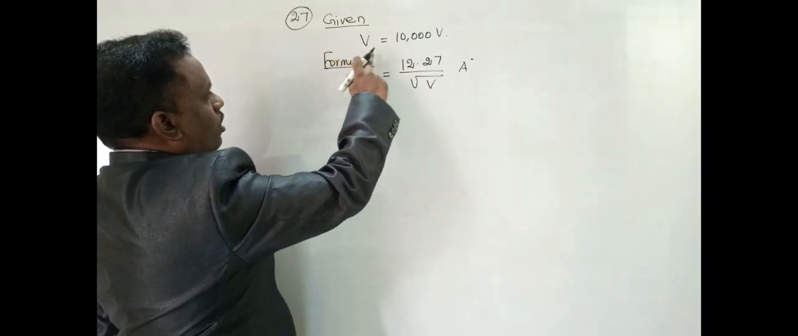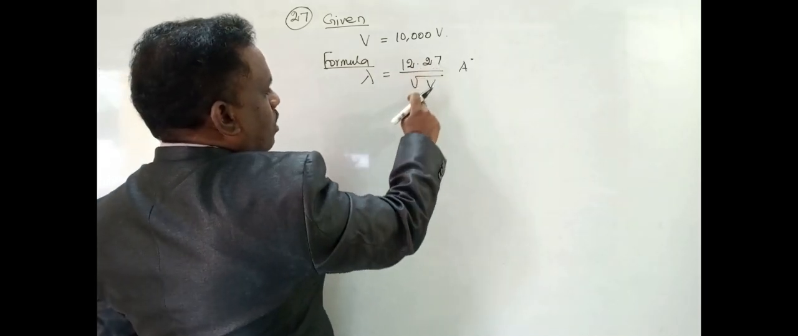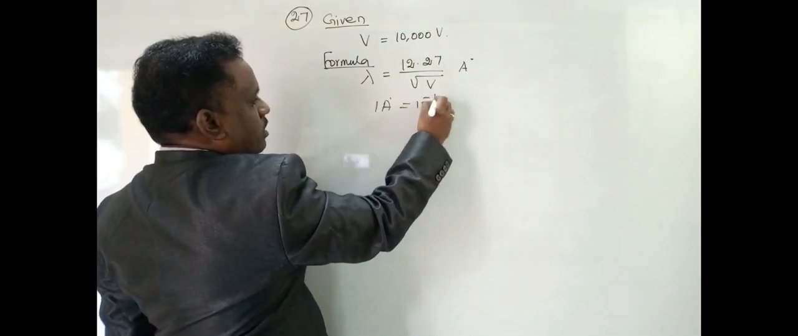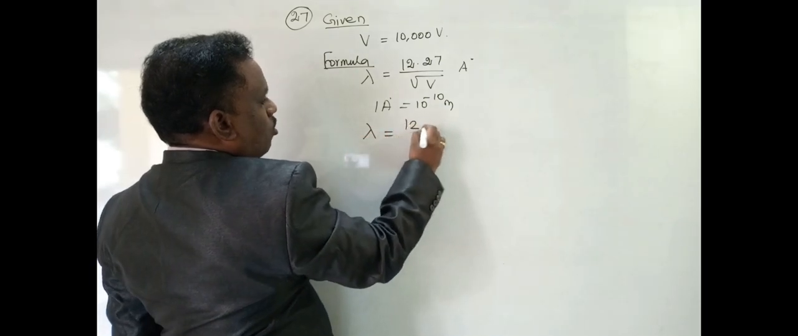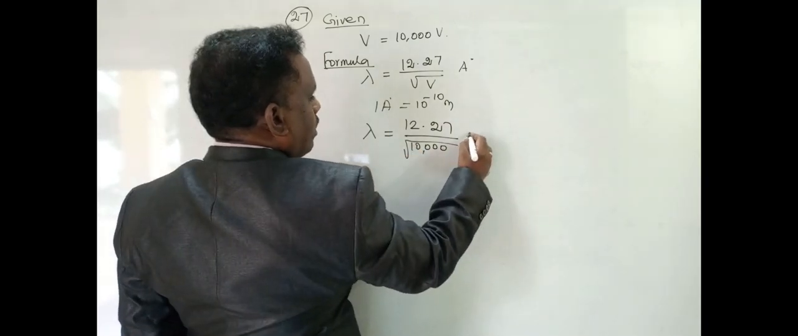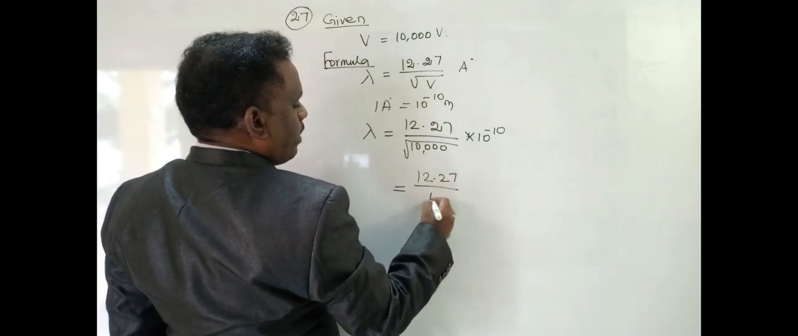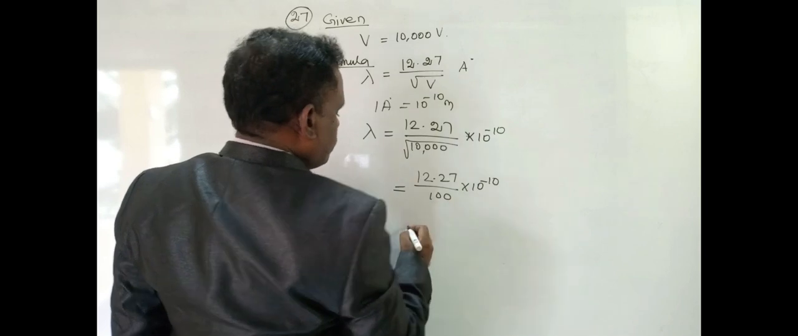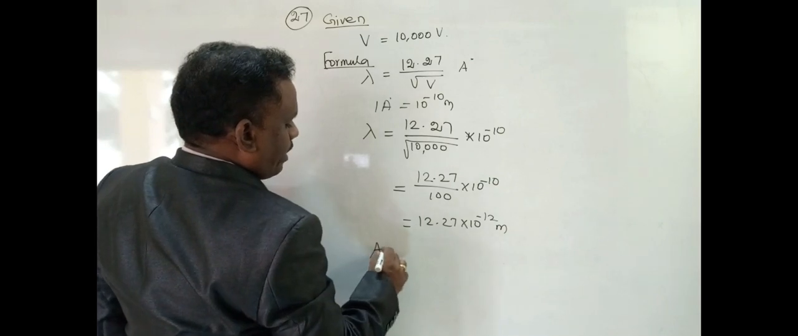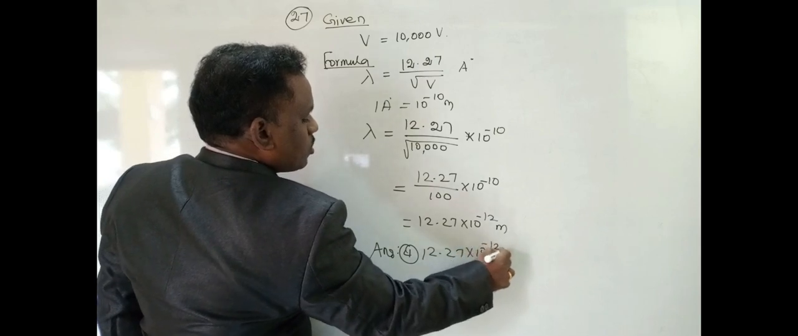27th question, given value V is equal to 10,000 volt. Formula: lambda is equal to 12.27 divided by root of V Angstrom. So 1 Angstrom is equal to 10 power minus 10 meter. So lambda is equal to 12.27 by root of 10,000 into 10 power minus 10. 12.27 by 100 into 10 power minus 10. So 12.27 into 10 power minus 12 meter. So correct answer option 4, 12.27 into 10 power minus 12 meter.